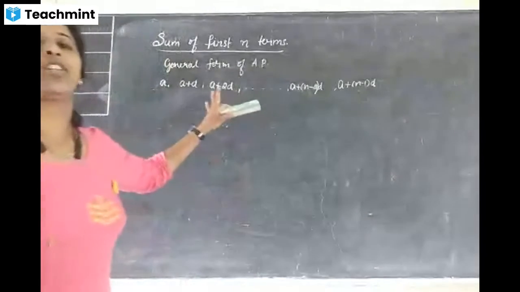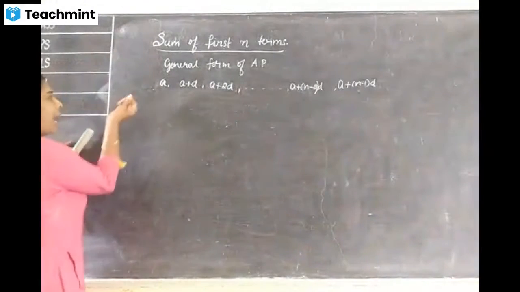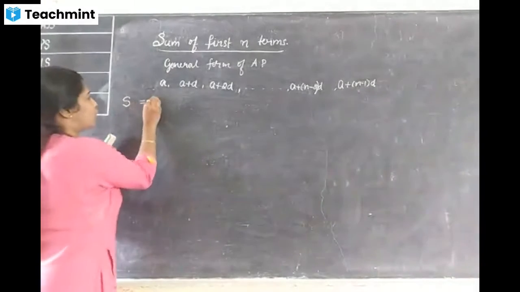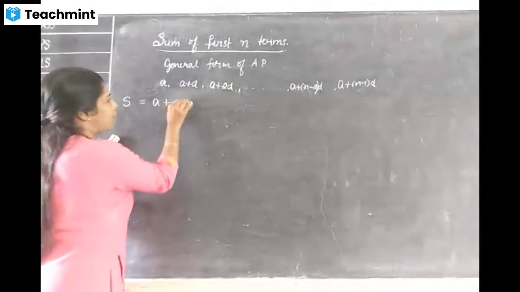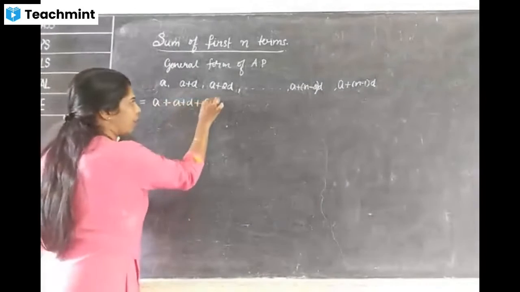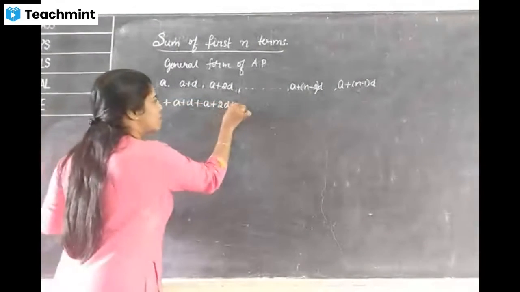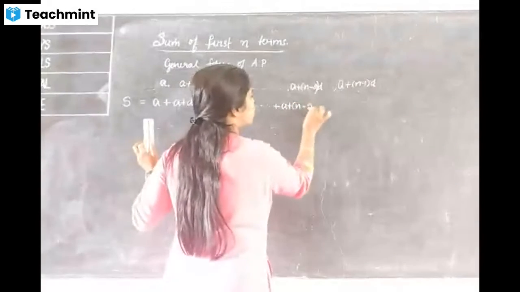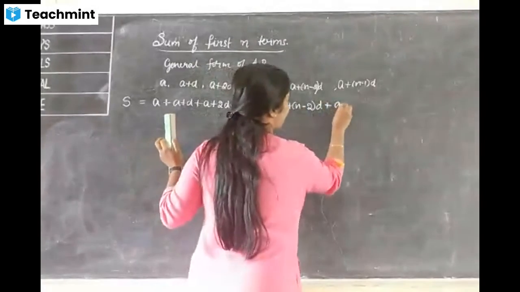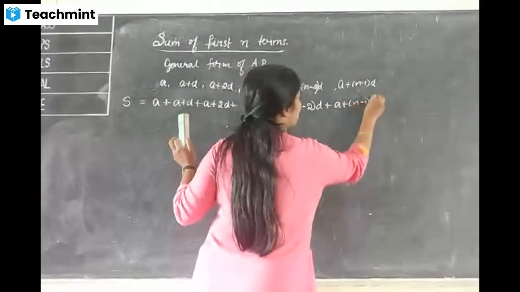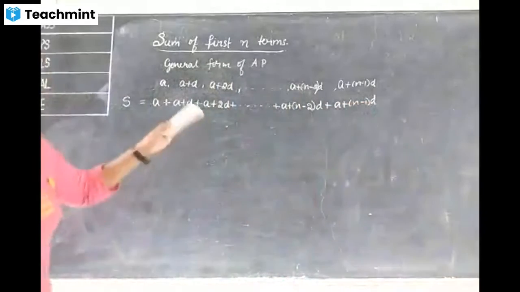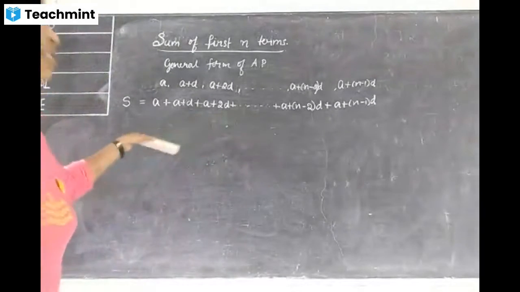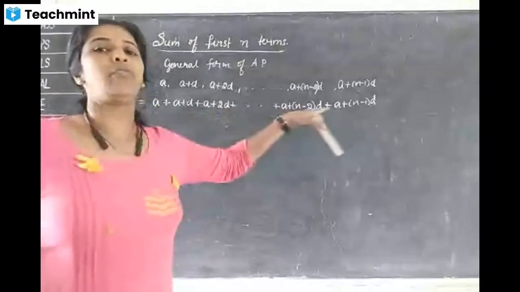If I add this general form, what will I get? S means sum. Sum S is equal to a plus a plus d plus a plus 2d plus so on plus a plus n minus 2 into d plus a plus n minus 1 into d. What is the next step? The next step is to reverse this sum.